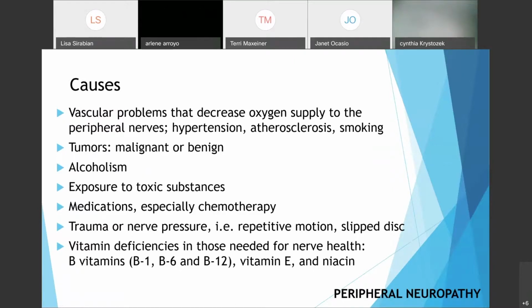Vascular problems, our nerves need oxygen supply by the blood as well as everything else in the body. So same sort of thing. High blood pressure, atherosclerosis, smoking, all contribute to peripheral neuropathy. Tumors, alcoholism, certain toxic substances, exposure to those, medical chemotherapy. I've heard that often. People who've been treated successfully for cancer but are left with neuropathies to deal with. Trauma or nerve pressure. And then finally, there are certain vitamins that are needed for nerve health. Certain B vitamins here, B1, 6, and 12, and also vitamin E and niacin.